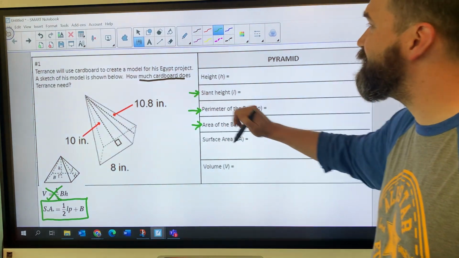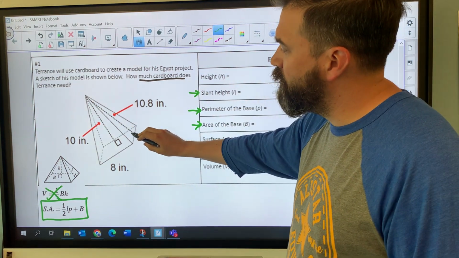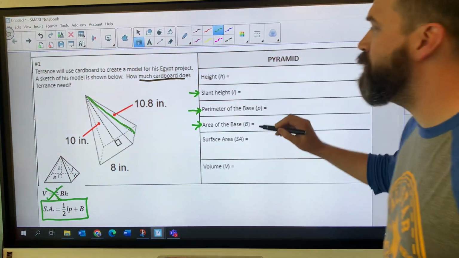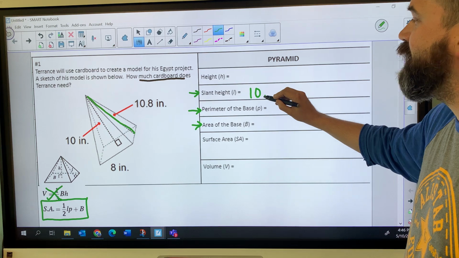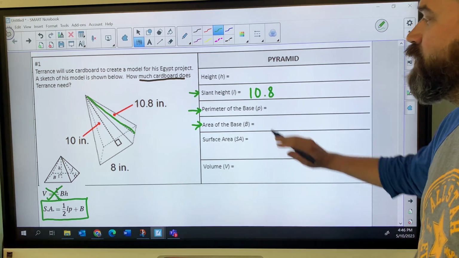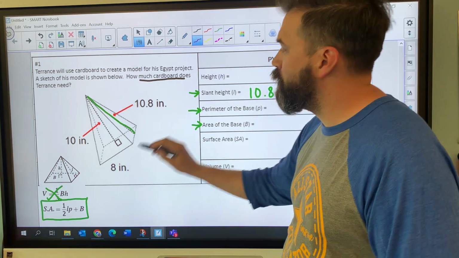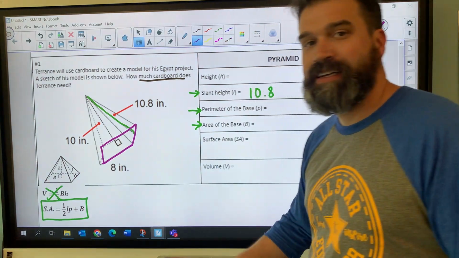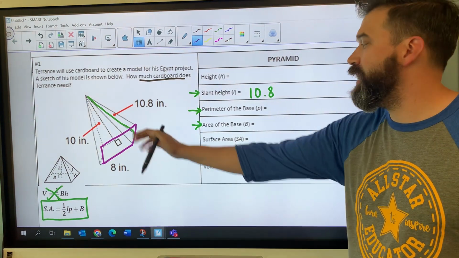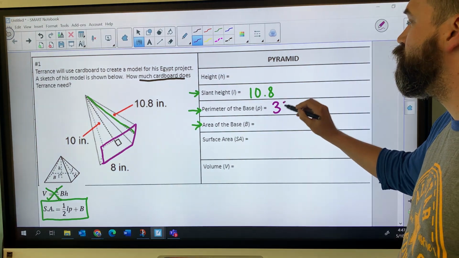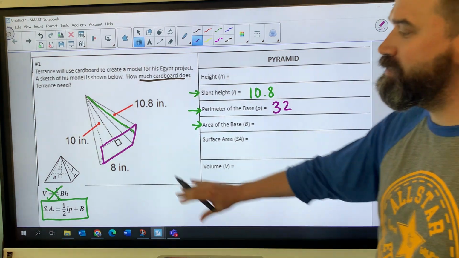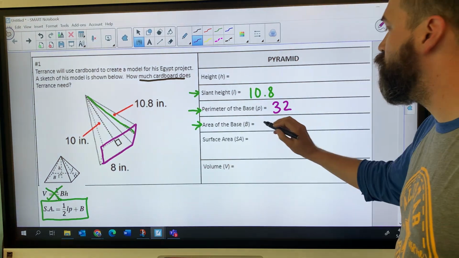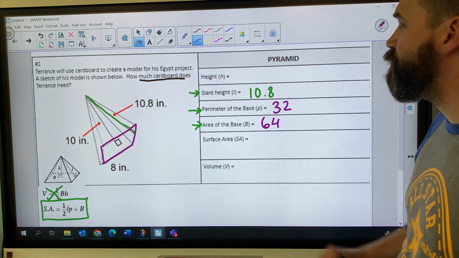Looking at the picture, the slant height is going to go up from the side, along the side, to the top, and so that slant height is 10.8. The perimeter of the base is going to be the distance around that square at the base. Since the side is 8, it's 4 times 8 or 32. And the area of the base is the area of that square, so that's 8 times 8 or 64.